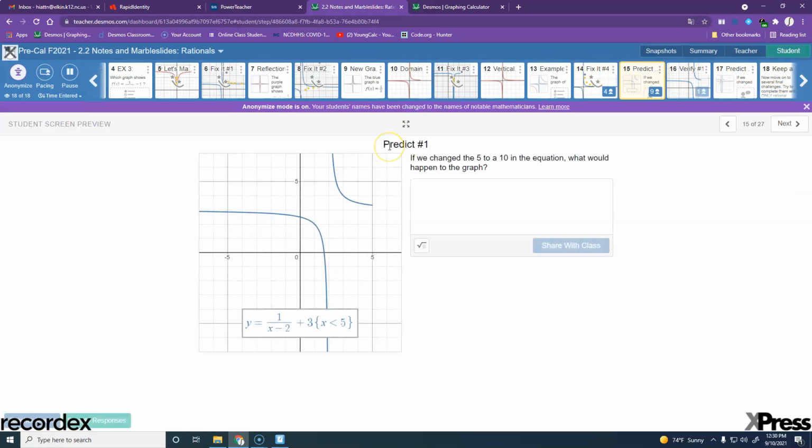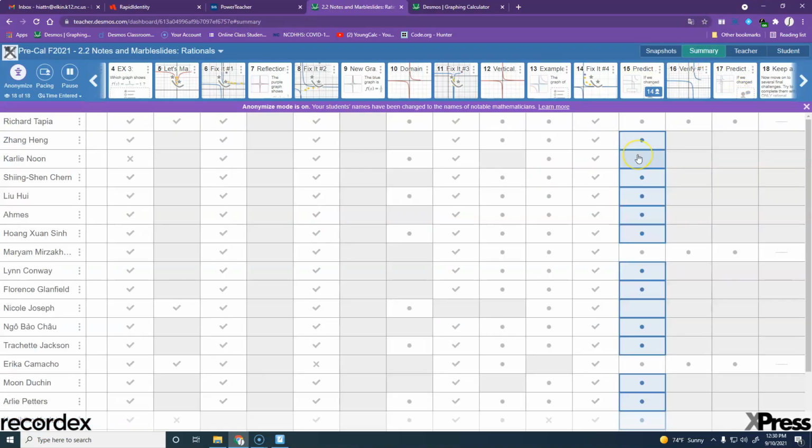All right, so this next one, it gives you this equation, y equals 1 over x minus 2 plus 3, and then x is less than 5. And it asks you to tell what would happen if you change the 5 to a 10.